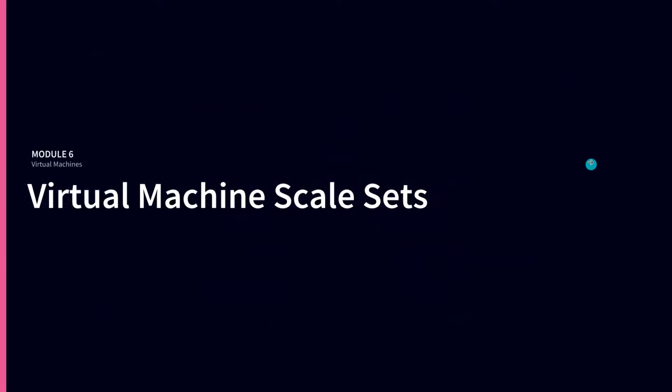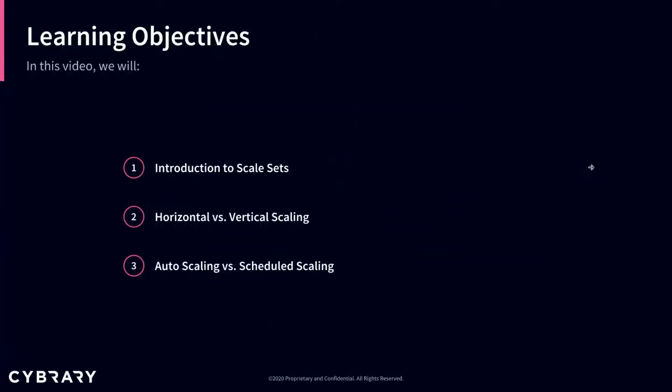Let's now talk about virtual machine scale set. In this lesson, we'll talk about what a scale set is. We'll talk about the difference between horizontal and vertical scale set. We'll also talk about auto scaling and scheduled scaling.